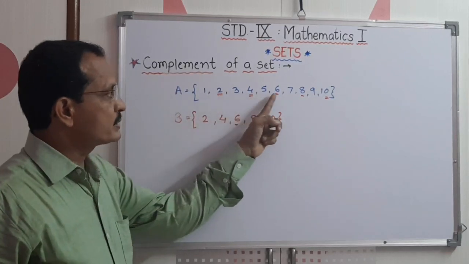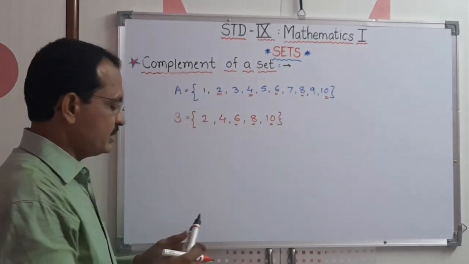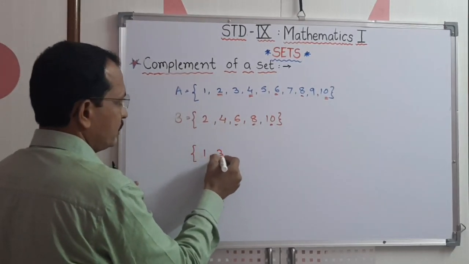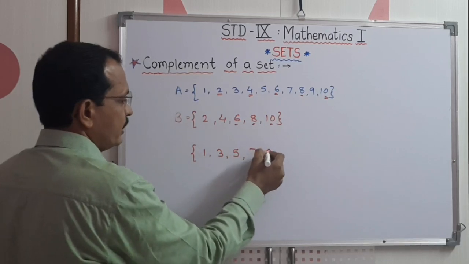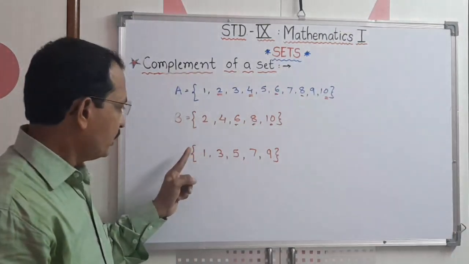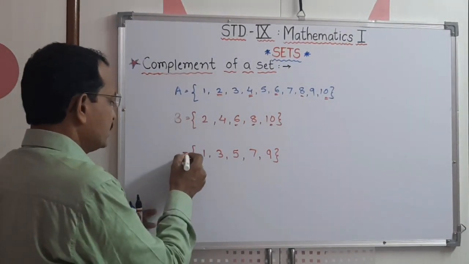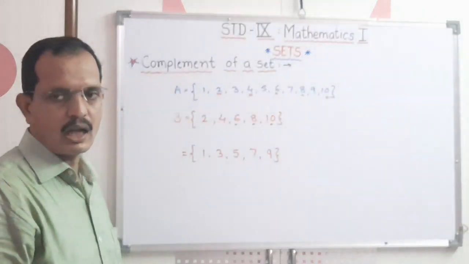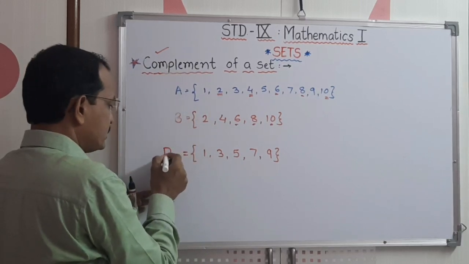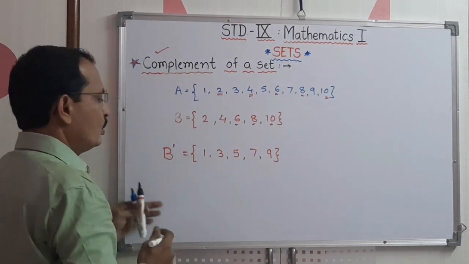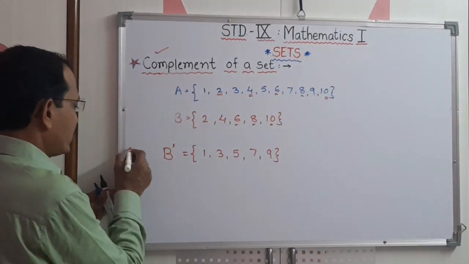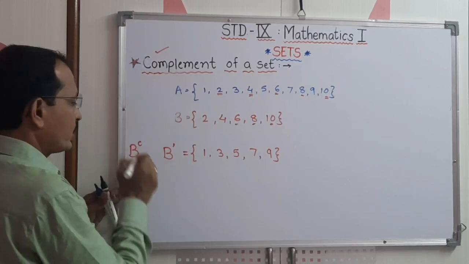Forget about these elements. Which are the remaining elements? Remaining elements are 1, 3, 5, 7, 9. These remaining elements form a set of numbers, and that set is called the complement of set B. We can represent it by the symbol B dash, or we can write B and here we have to write C.